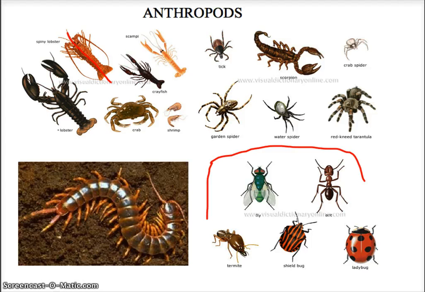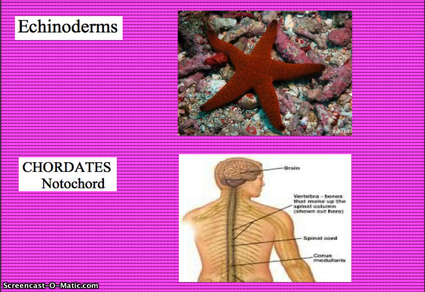Let's go to another classification of animals. The echinoderms. Echinoderms are invertebrates, no backbones. They do have an internal skeleton. So like this starfish here, it does have an internal skeleton, so it's not an exoskeleton on the outside. It does have a soft body.